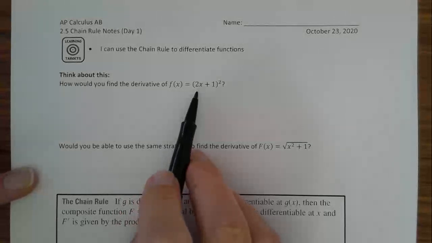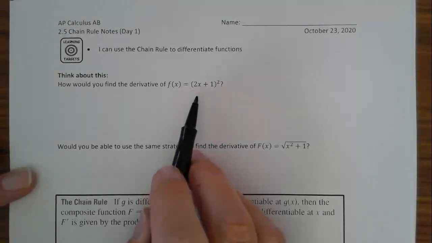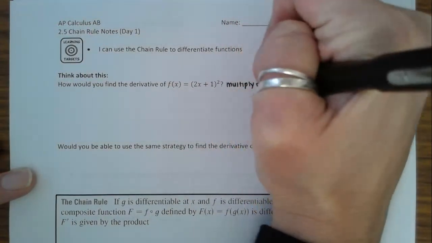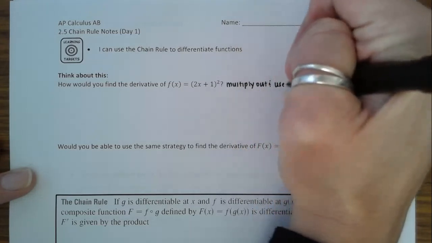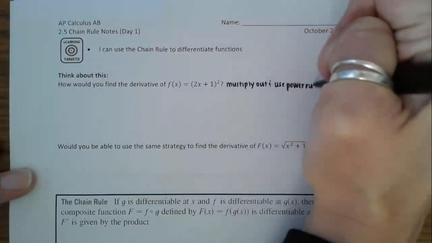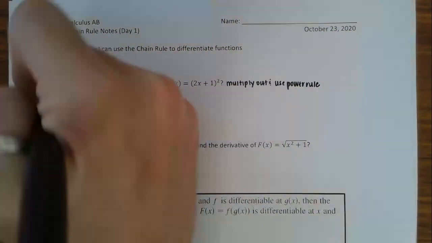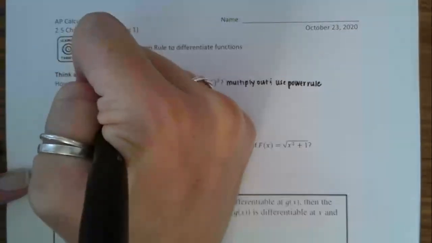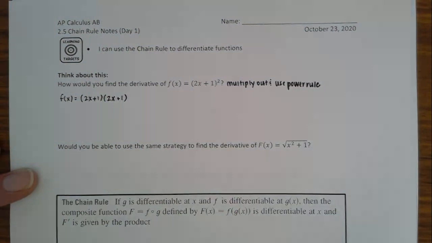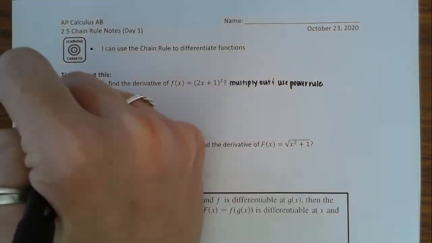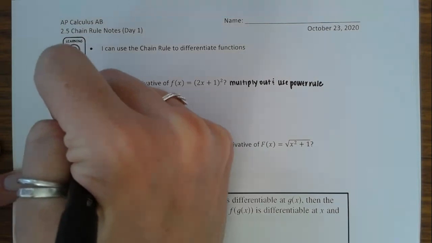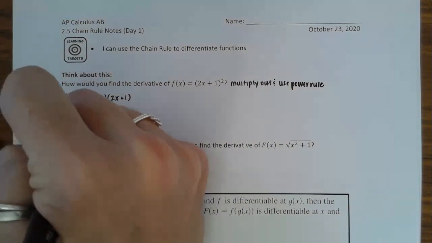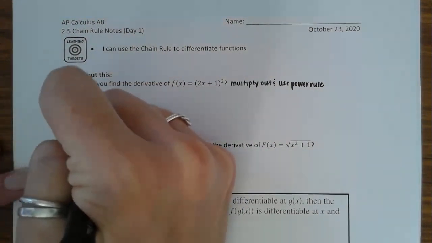So if we wanted to find the derivative of f of x is equal to the quantity of 2x plus 1 squared, what we would likely want to do would be to multiply out and use our power rule. So that would be 2x plus 1 times 2x plus 1. We could also use the product rule here if we wanted to, but it's probably just as easy to FOIL that out. So that would give us 4x squared plus 4x plus 1. And then we could take the derivative from there just using our power rule. So that will give us 8x plus 4.